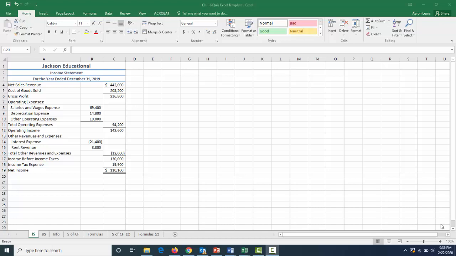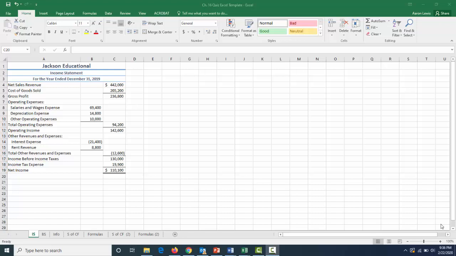Hello all, this is going to be your review quiz for your quiz on the statement of cash flows, or your Chapter 16 quiz. I'm asking you to prepare a statement of cash flows via the indirect method. Today I'm going to be working in Excel. You don't have to, but it is a very useful tool to help you out.